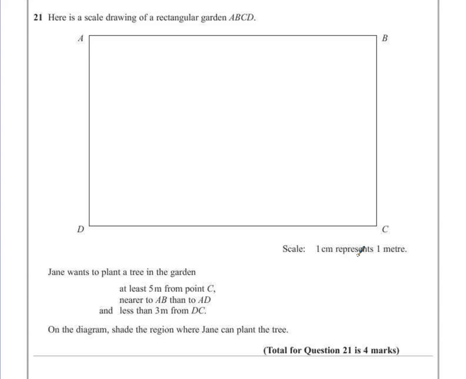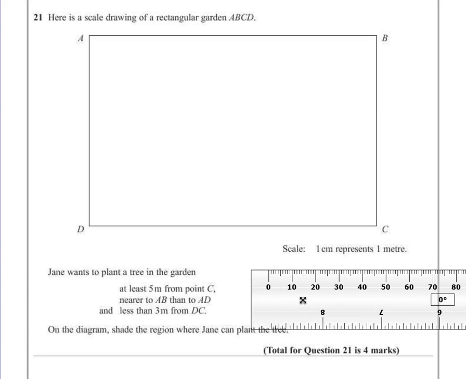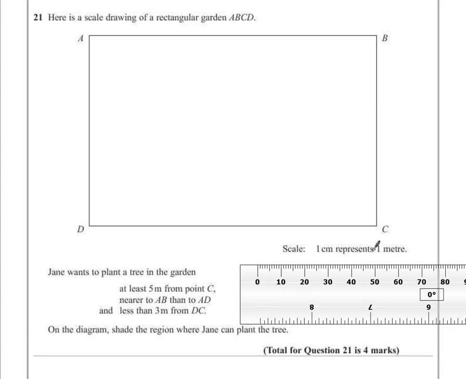So in this, we're going to have to use some construction to work out the areas where she cannot plant the tree. The first part says at least 5 metres from point C. Well, 5 metres on this diagram is going to be represented by 5 centimetres. So it could be 5 centimetres over to the left, it could be 5 centimetres up, it could be 5 centimetres diagonally, and what that does is create a curve.